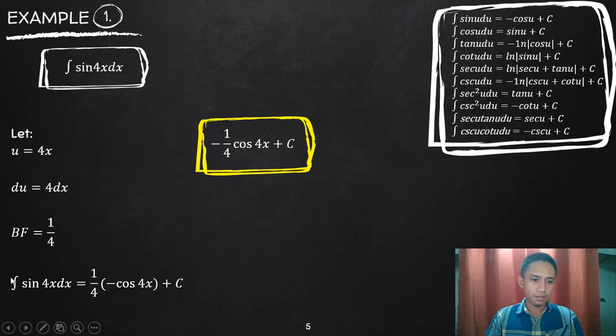Therefore, with the balancing factor 1/4, the integral of sine is negative cosine of the same angle. So this is now negative cosine of your u. Your u is 4x, plus your constant of integration c. Your answer can be simplified as negative 1/4 times cosine 4x plus c. Or if you want, you can put the cosine 4x on top, so that will be negative cosine 4x all over 4. So that's it for example number 1.